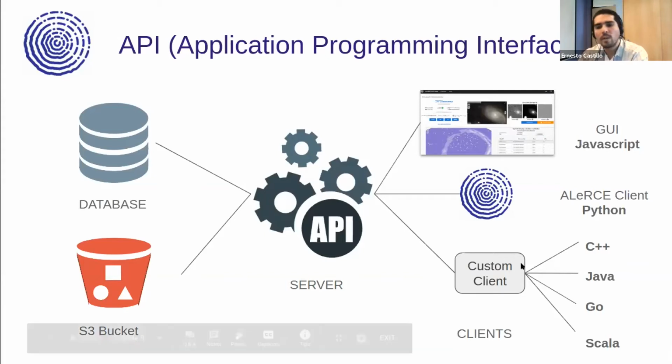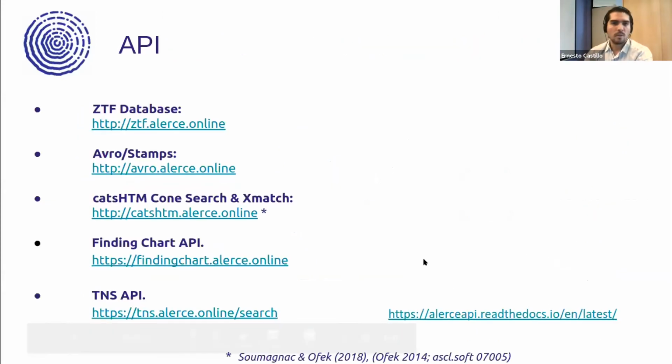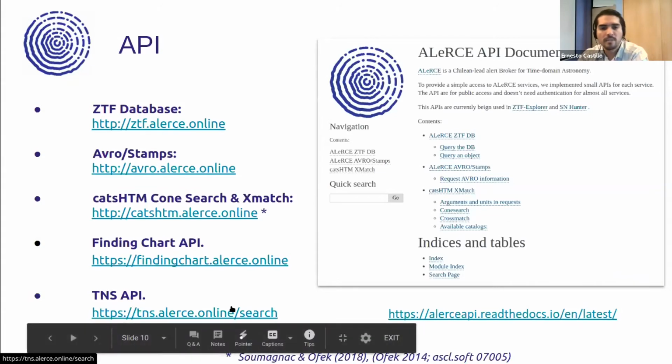Or if you want, you can implement a custom client in a different language and interact with this information. So we have different APIs for different features. For example, you can access the database through this API. You can access the raw data, the Avro files, and the stamps with this other API. You can perform a cone search and cross-match through the CDS HTM library. You can request a finding chart and also access the TNS database.